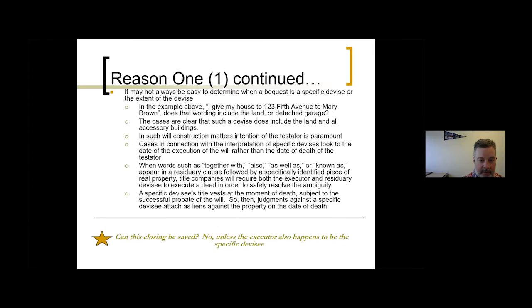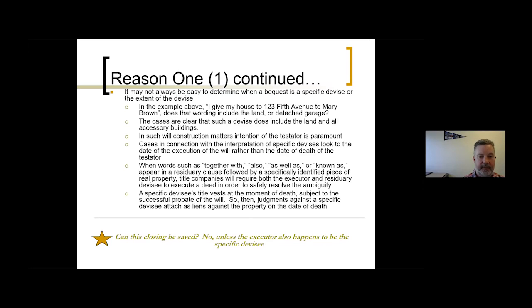Okay. Now there are some more scenarios. If you give the house, does it include a detached garage? This is all will construction. We're going to look at the intention of the testator, at words like "together with" and "also, as well as." You're going to probably want the executor and the residuary devisee to execute, because we want to resolve that ambiguity.